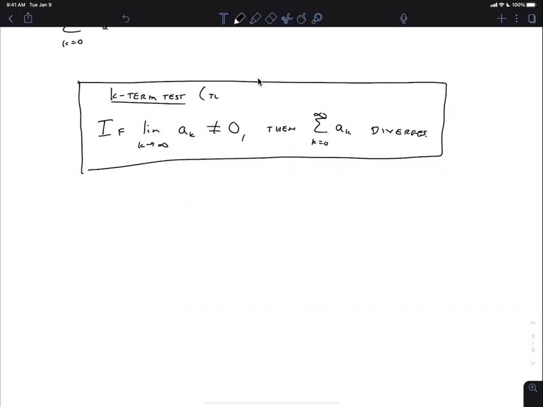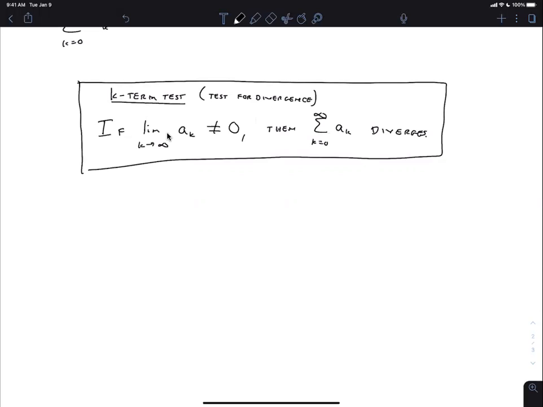Or it's called the test for divergence, and you may see both of those terms used. Some books will call it the N-term test because they'll use the letter n instead of k. I think our textbook calls it the test for divergence. I usually call it the K-term test. Whatever you want to call it, they're all the same. It means if the limit of the sequence is not 0, then the series must diverge. Does that make sense to everybody?